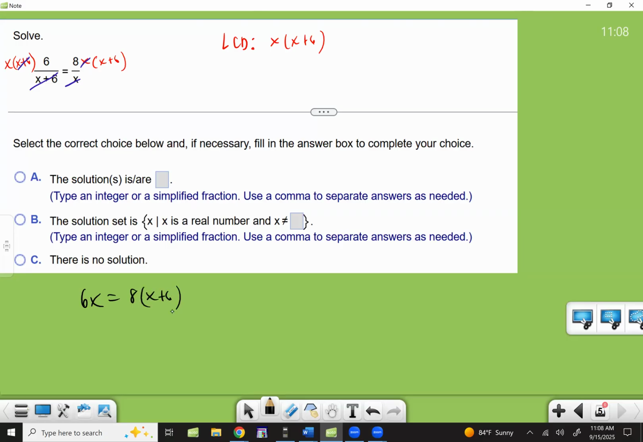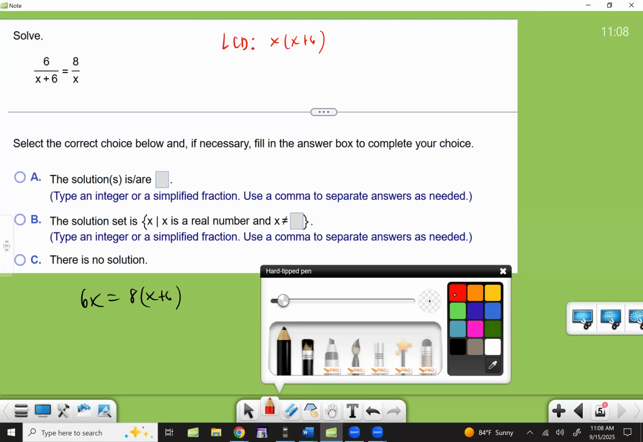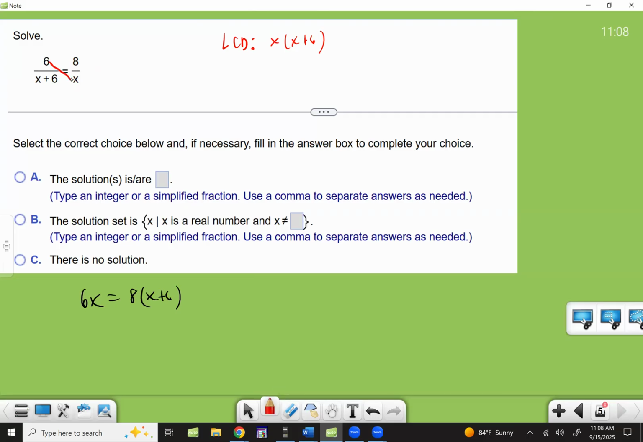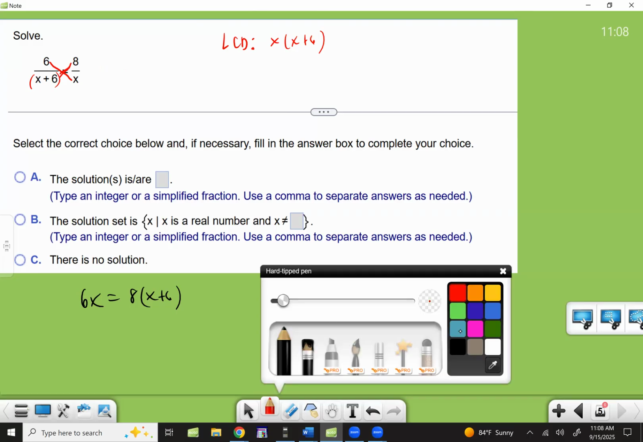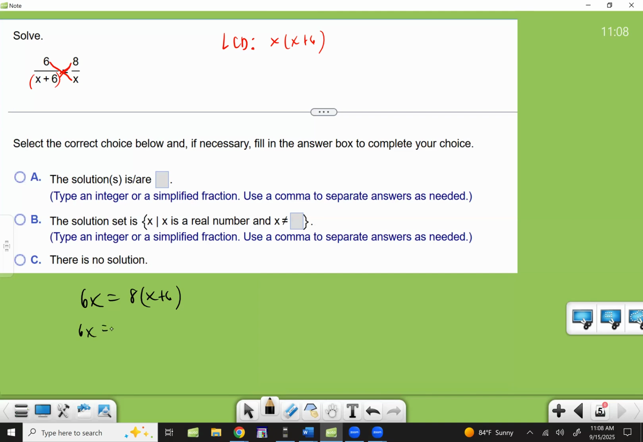Way easier, right? Now you can see that if you just cross multiplied, you would actually get that same result. So for those of you who are used to cross multiplying from maybe geometry, there's your 6x. And if you multiply this way, put some parentheses around it, there's your 8 times x plus 6. All right, so let's see what we got, guys. We got 6x equals 8x, and then 8 times 6 is 48.